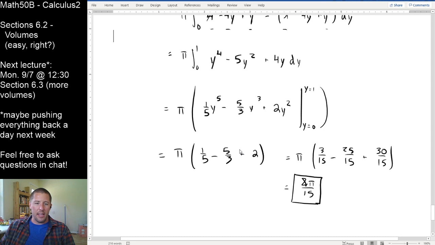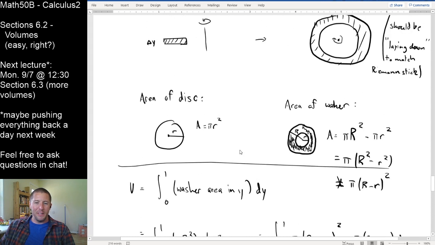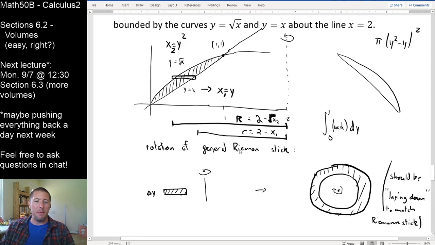For this screen right here, probably looks all fine. This screen up here looks like I didn't know what I was doing at the time, and I didn't, because I was just doing the problem for the first time, and that's okay.